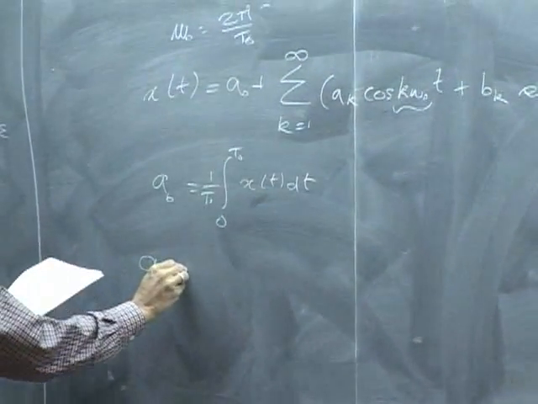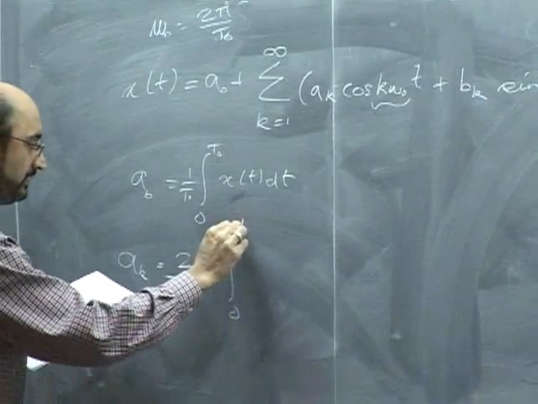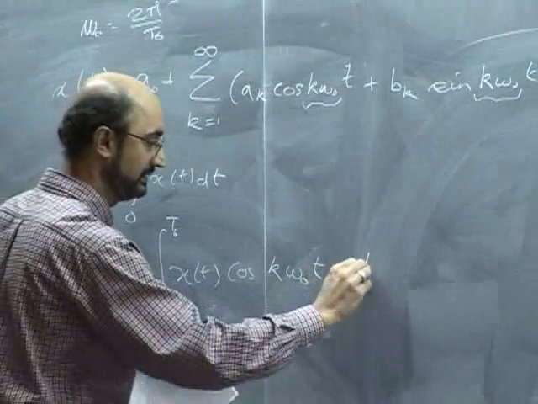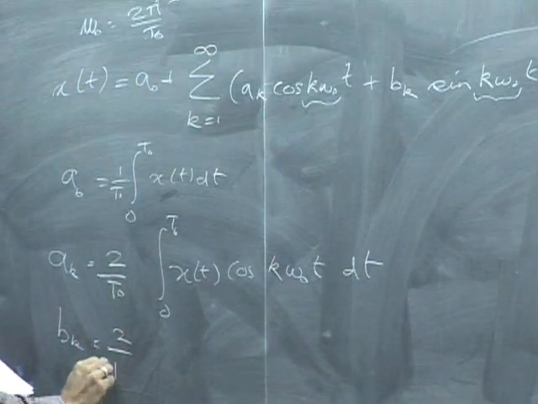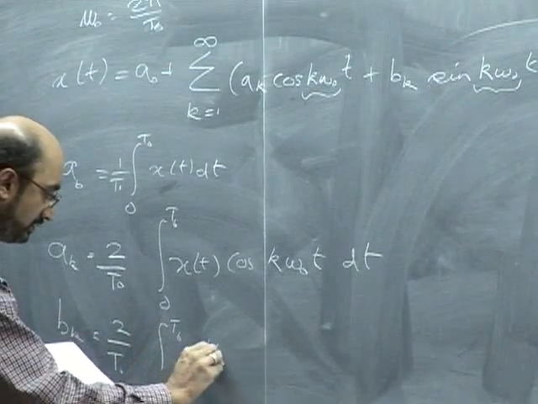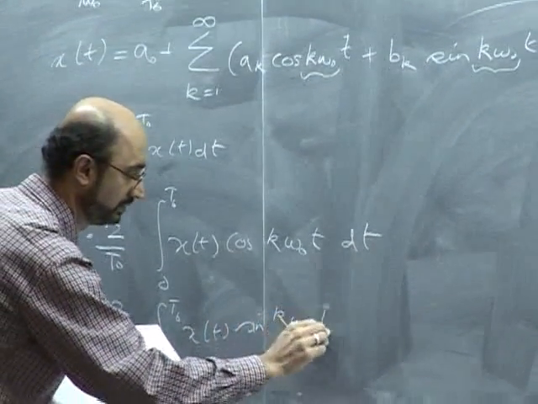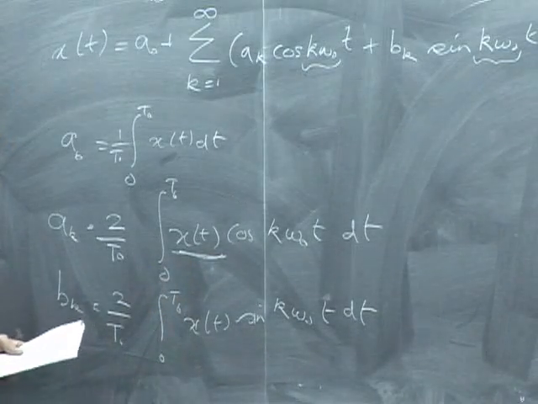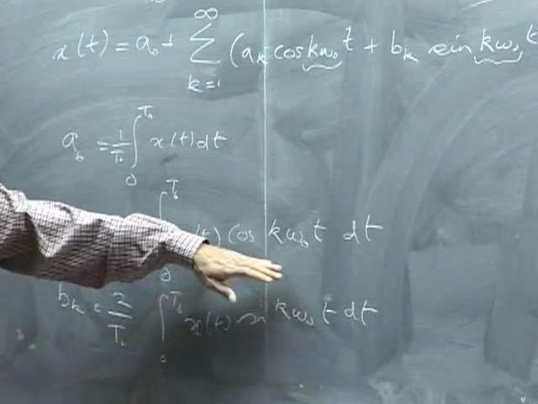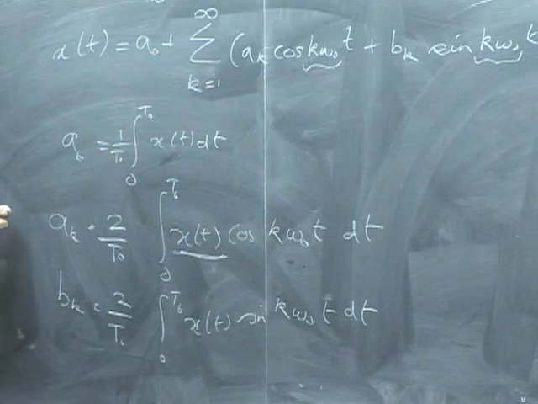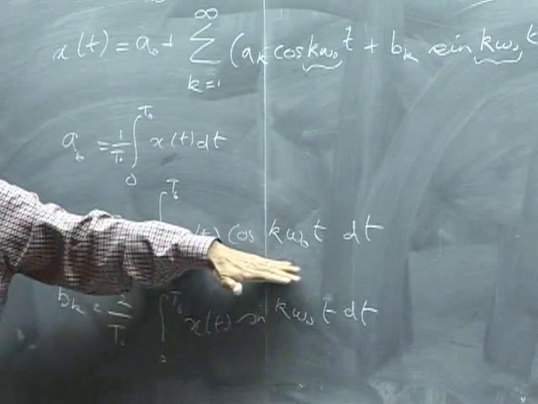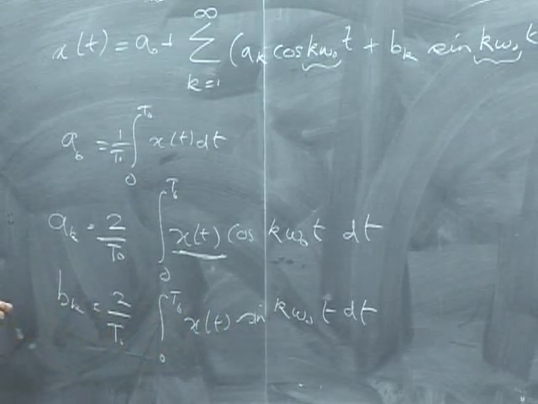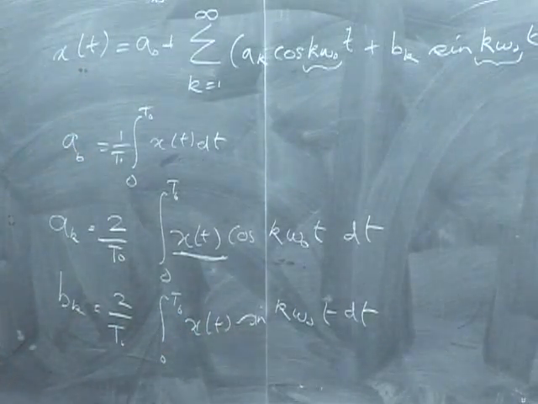And then ak is given by 2 over T naught, integral from 0 to T naught, of x(t) cos(k omega naught t) dt, and bk is given by 2 over T naught, integral from 0 to T naught, of x(t) sin(k omega naught t) dt. So we have explicit values for ak and bk depending on x(t). If I tell you what x(t) is, I basically multiply x(t) with cos(k omega naught t), which you'll recognize as the kth term anyway. We multiply x(t) by the corresponding frequency and take the integral, and that gives you ak. Similarly, you do the same with sine, take the integral, and that gives you bk, and then we plug it in over here, and basically you get what x(t) is.